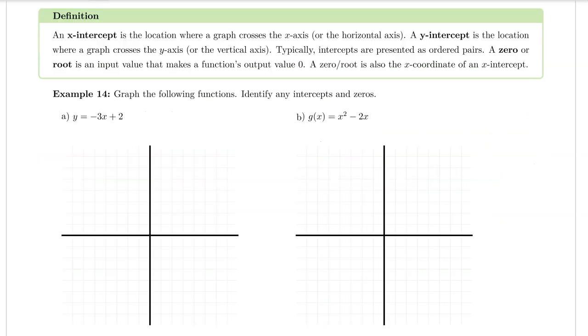An x-intercept is the location where a graph crosses the x-axis, or the horizontal axis. A y-intercept is the location where a graph crosses the y-axis, or the vertical axis. Typically, intercepts are presented as ordered pairs. A zero or root is an input value that makes a function's output value 0. A zero or root is also the x-coordinate of an x-intercept. Example 14 says graph the following functions, identify any intercepts and zeros.